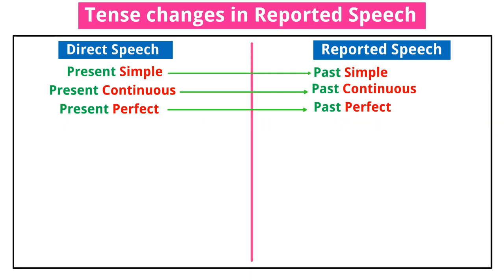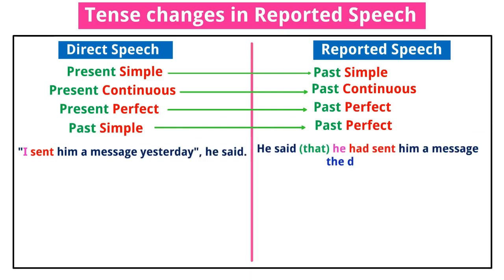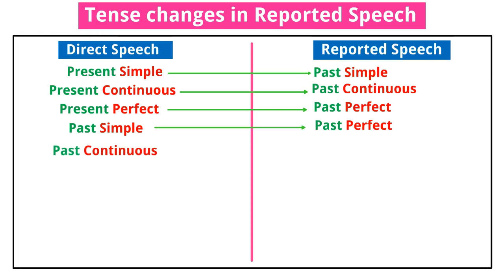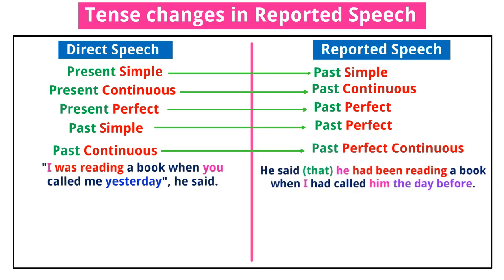Also, the past simple changes to past perfect. For example, "I sent him a message yesterday," he said. He said that he had sent him a message the day before. The past continuous changes to past perfect continuous. For example, "I was reading a book when you called me yesterday," he said. He said that he had been reading a book when I called him the day before.